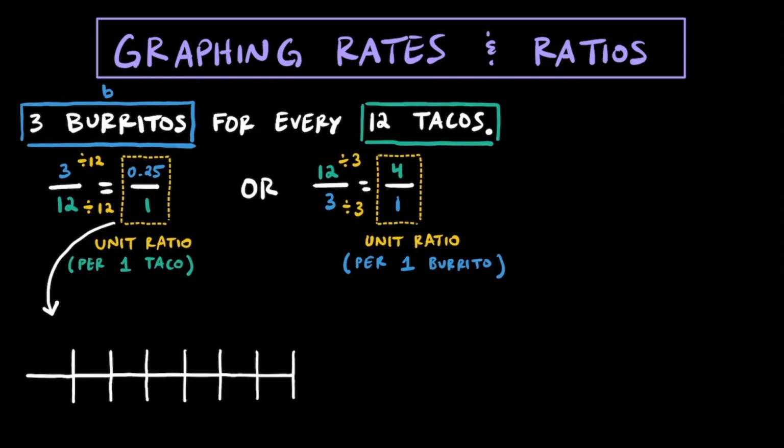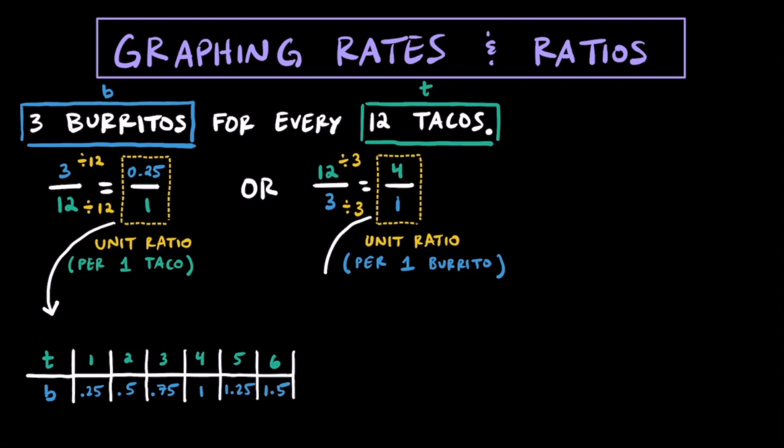For a ratio of 0.25 burritos for every 1 taco, we can make a table. Let's let B represent the number of burritos and T represent the number of tacos, and since this unit ratio is per 1 taco, the tacos are going to go on top. For each of these given amounts of tacos, we'll have these respective amounts of burritos.